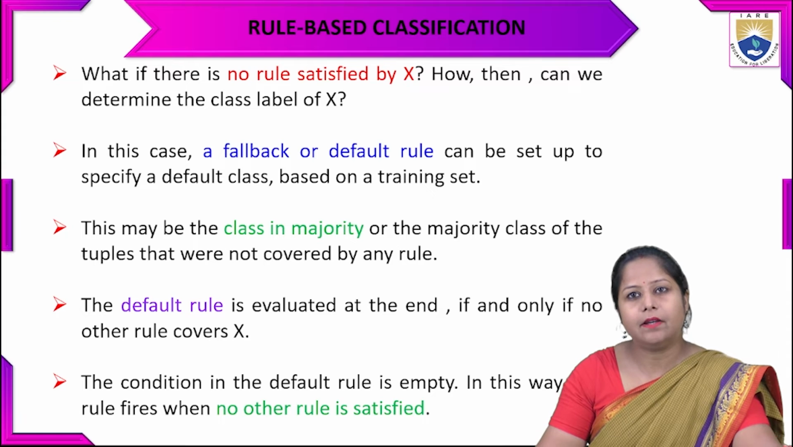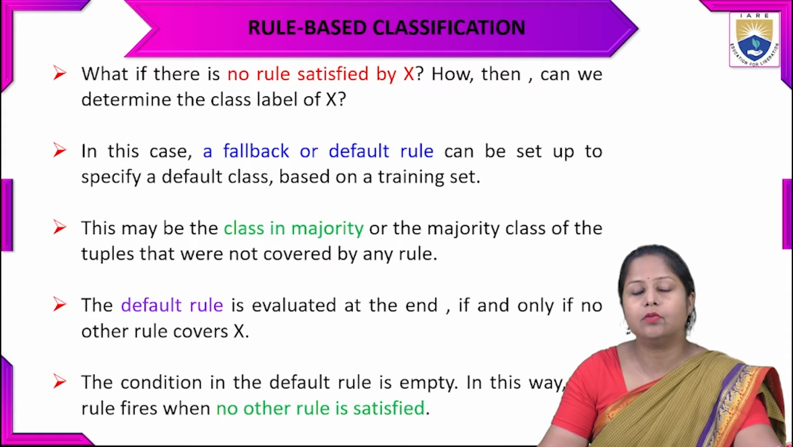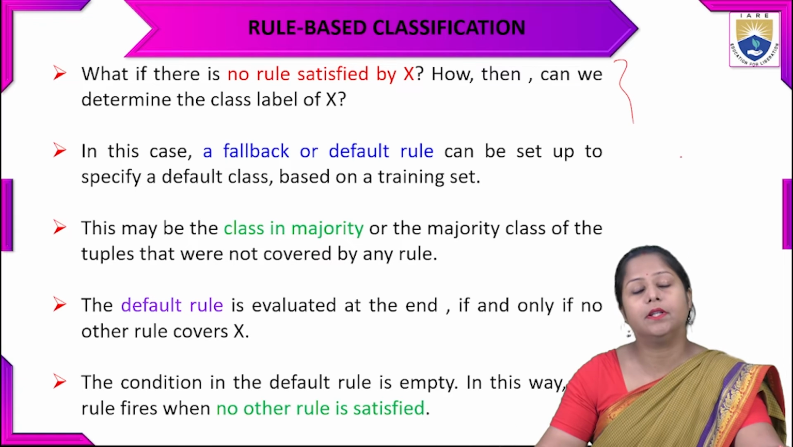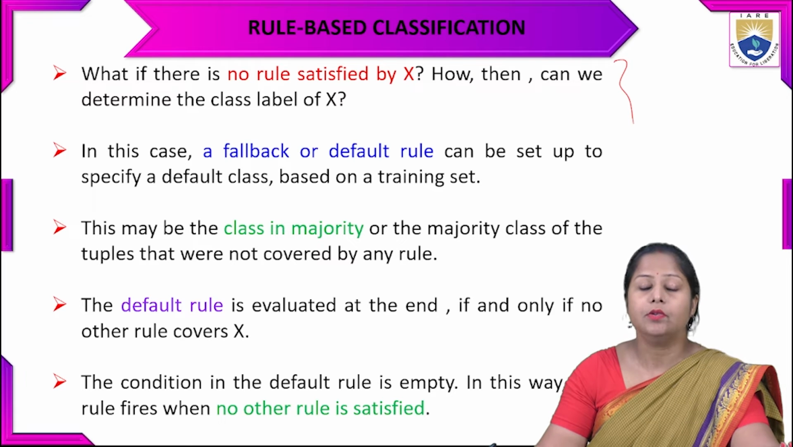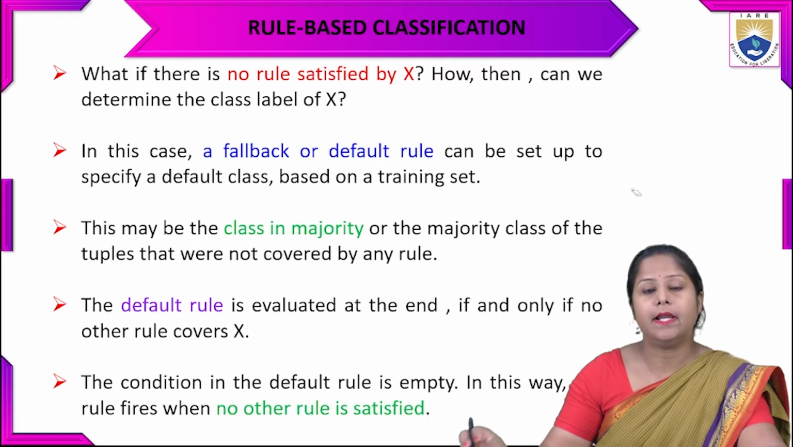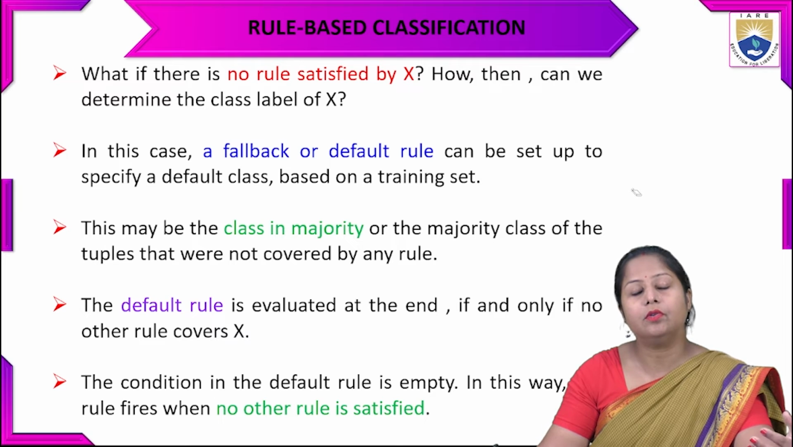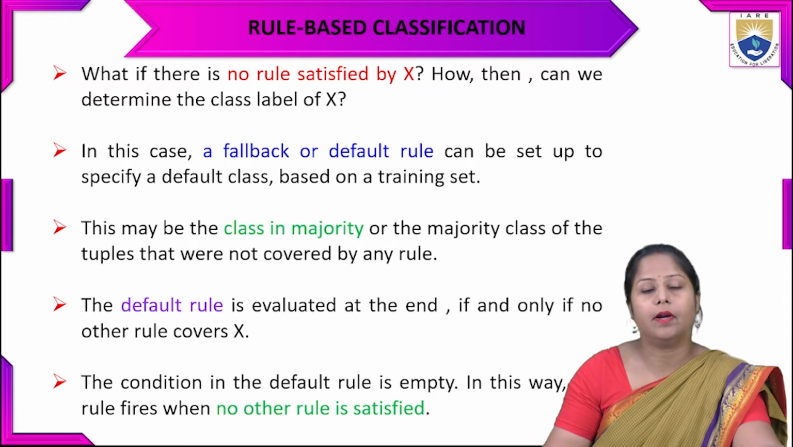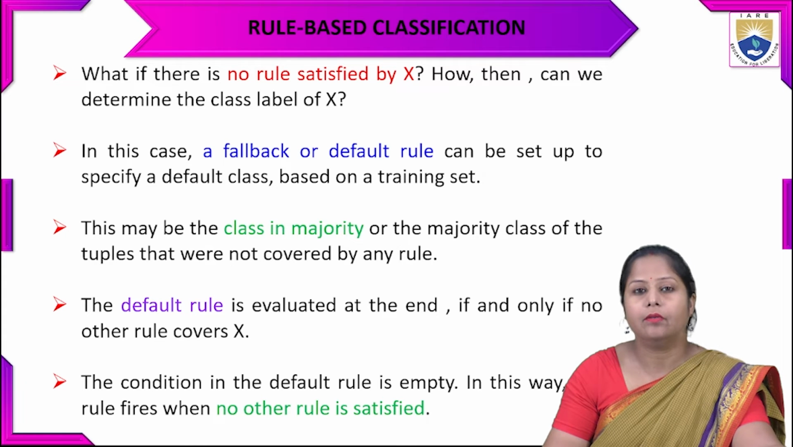If no rule is satisfied for a particular record, how are we going to determine the class label for that record? In this case, we use a fallback. We write it as a default rule, which can be specified as a default class on the basis of the training set. On the basis of the records we have, we can write the default rule.